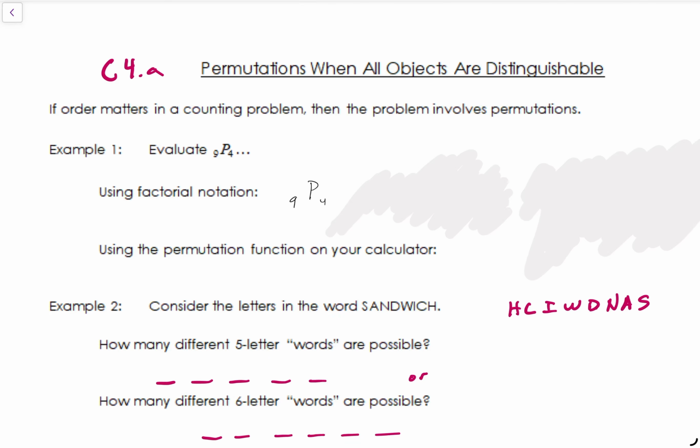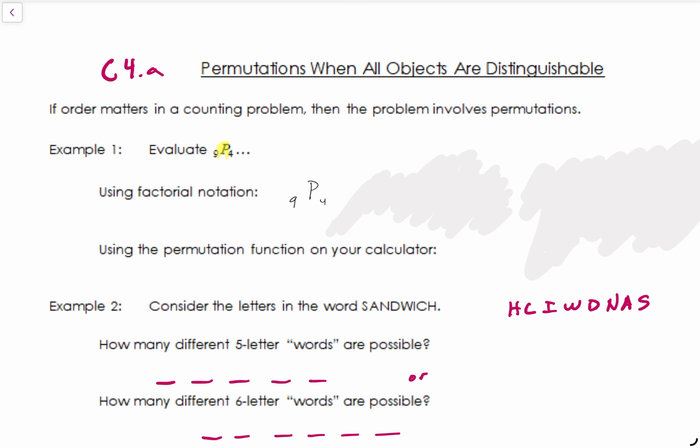Our next lesson is going to be dealing with permutations when all objects are distinguishable. Now, a natural question might be, when are objects not distinguishable? But basically, your objects are going to be different from each other. If that makes any sense? So we won't have any repeating letters, etc. So if order matters in accounting, then it's a permutation.